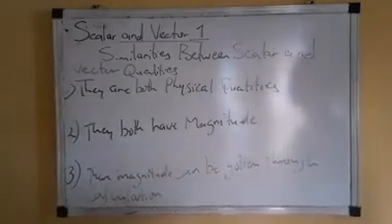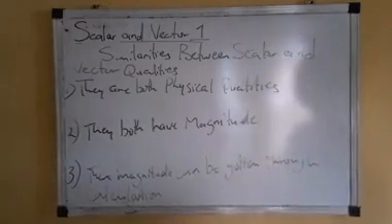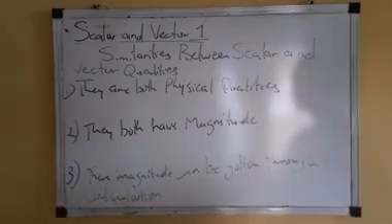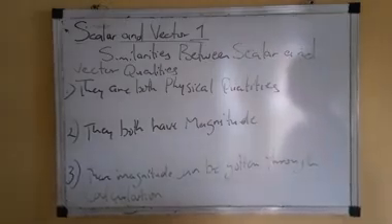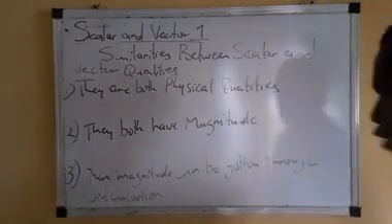Now, I will go over the similarities between them again. Similarities between scalar and vector quantities: they are both physical quantities, number one. They both have magnitude. Their magnitude can be gotten through calculation.